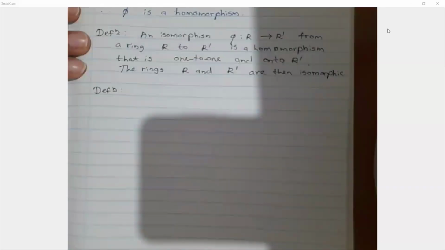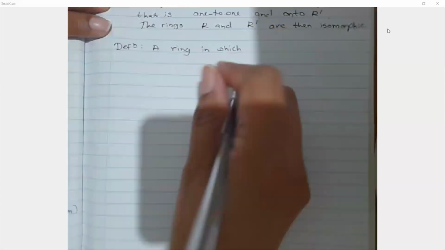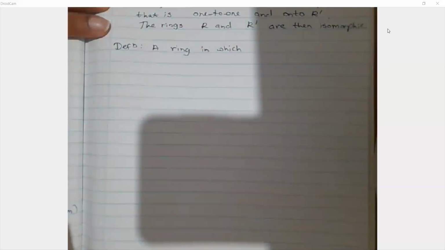Right. Now, before we get to more examples, let me give you this definition as well. So this first definition essentially talks about a bijective ring homomorphism. Okay, now the next definition: a ring in which the multiplication is commutative is what we call a commutative ring, right?